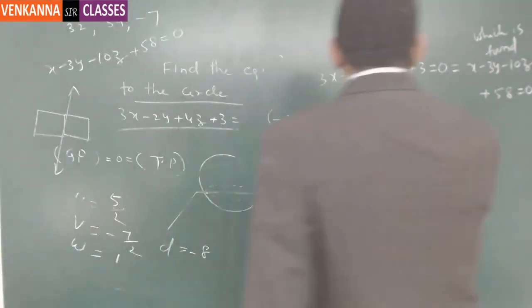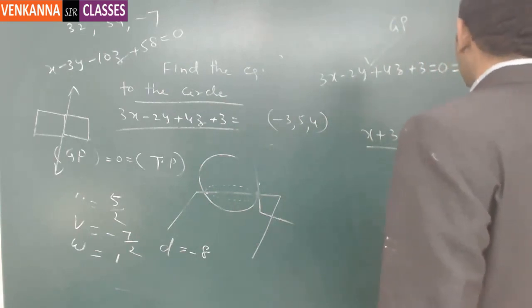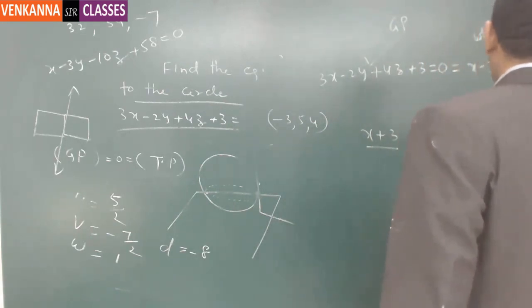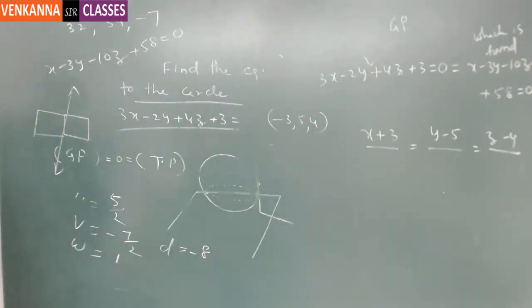So it is nothing but (x plus 3) by, (y minus 5) by, (z minus 4) by, if you want to write it in symmetrical form. So you should know what the DRs of the line are. So if you imagine that this is the line formed by the intersection of these two planes, as we know that the normal of the plane is always perpendicular to the line. Agreed?